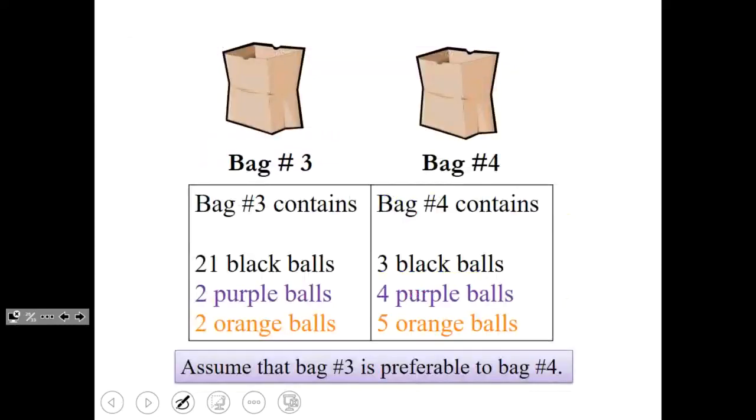So let's say he has 2 more bags, bag 3 and bag 4. Bag 3 is 21 black balls, 2 purple, 2 orange. Jot this down on a little sheet of paper. Bag 4 is 3 black, 4 purple, 5 orange.